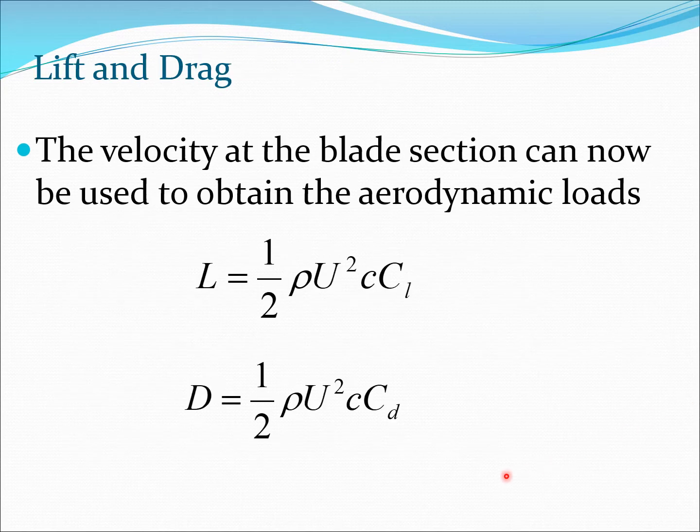Now once we have got these velocities, our objective is to get to the lift and drag. Here in blade element theory, we can look at a blade cross section and we presume it to be a two-dimensional section. So we can use the formulas: lift is half rho U squared c Cl and drag is half rho U squared c Cd, where remember rho is the density of air, U is the resultant velocity, c is the blade chord, Cl is the lift coefficient and Cd is the drag coefficient.